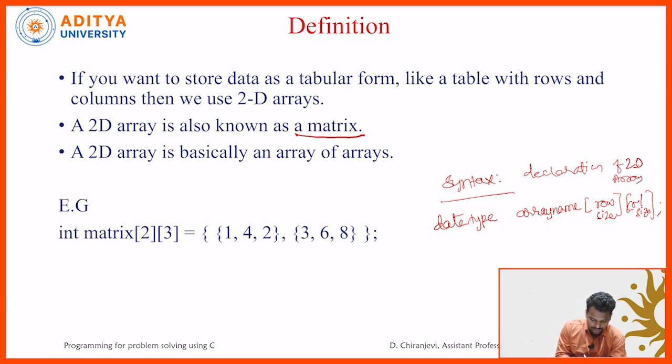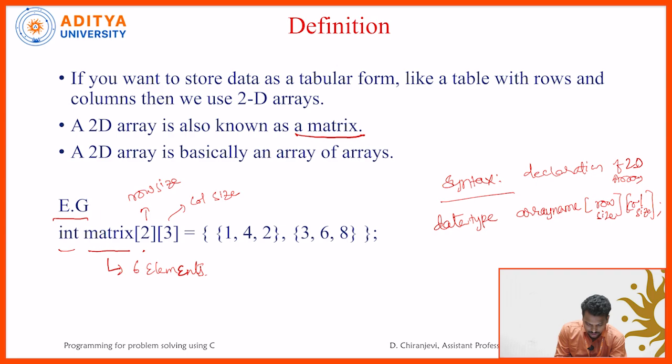Now let's understand the example given here. You see int is the data type, matrix is the name of the array, and 2 is the row size, that means the number of rows is 2, and 3 is the column size, so the number of columns is 3. This is the size of the 2D matrix, 2 by 3, that means this 2D array matrix contains a total of 6 elements, 2 into 3, in 2 rows and 3 columns.